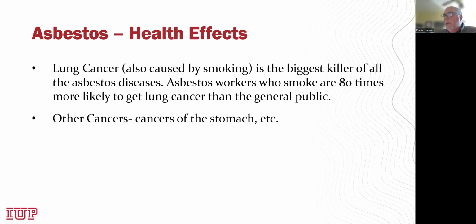There's also lung cancer, which is the biggest killer of all the asbestos diseases. Asbestos workers who smoke are 80 times more likely to get lung cancer than the general public. So again, if you smoke and you're exposed to asbestos, the chance of getting lung cancer is much higher. And then there are also some other cancers, cancer of the stomach, et cetera, that can result from asbestos exposure.